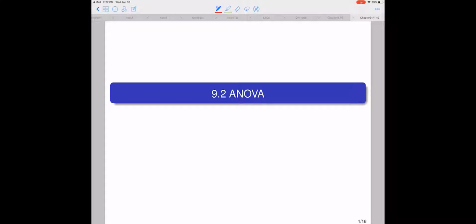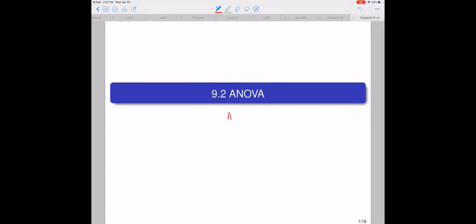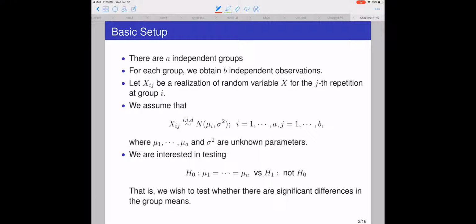Hi, we're gonna move on to chapter 9. So, the first part is ANOVA, analysis of variance. ANOVA is one of the classical techniques in statistics.